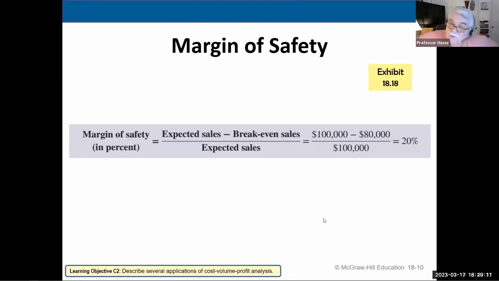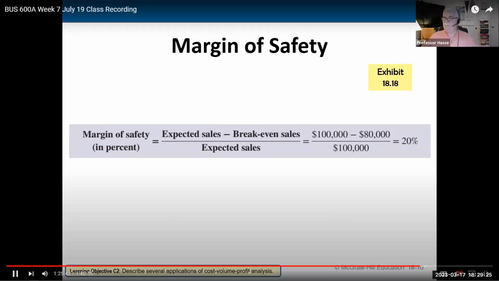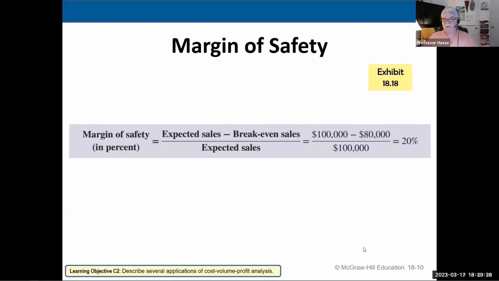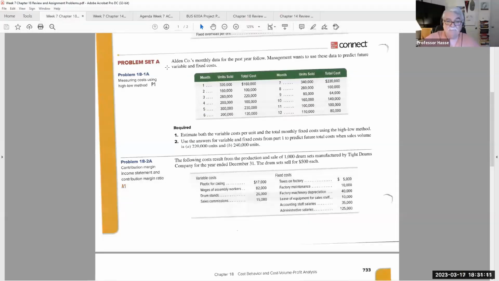We expect to sell 100,000. We know 80,000 is our break-even point. We've got $20,000 to work with. If all of a sudden our sales group tells us, "I don't think we're going to make 100,000," the finance people ask, "Okay, what's it going to be?" It's going to be 90,000. Oh, I can live with that. We're still 10,000 over our break-even point. But if all of a sudden the sales group says, "Looks like we're only going to hit 70,000," people start jumping out of the windows.